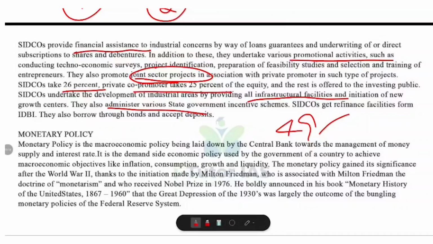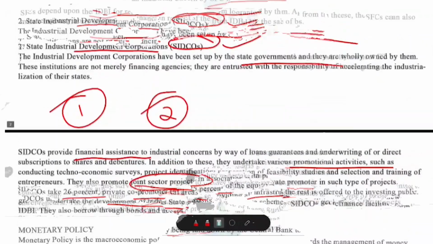And the sixth function is that it is a source of fund. Where do SIDCOs get their money from? They receive refinance facilities from the IDBI and also raise funds by issuing bonds and accepting deposits. In short, we can say that SIDCOs are the industrial builders of the state. They don't just lend money but actively create, promote and support industries at every stage. So, hope you understand about SIDCOs.